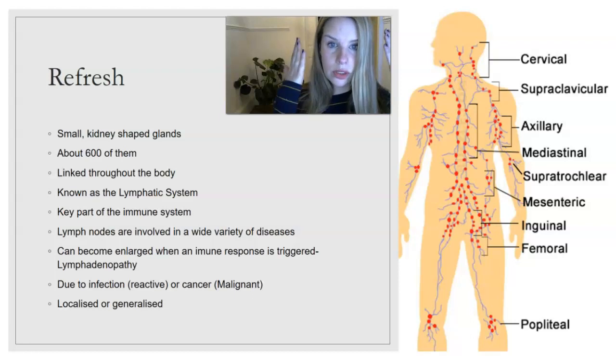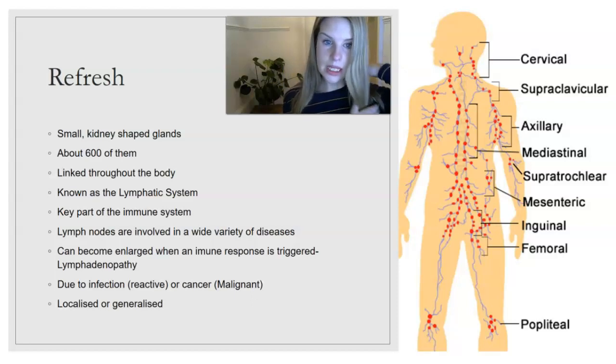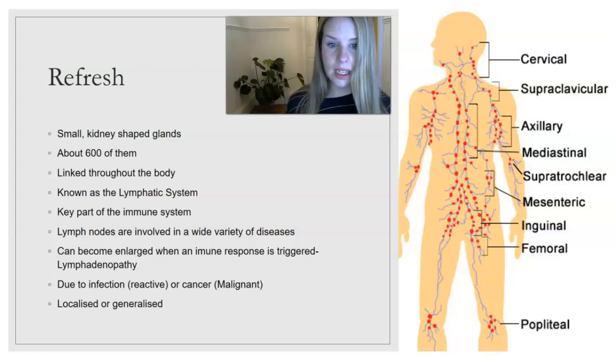Okay. You'll know perhaps from your previous tutorial task in Try A that you have mediastinal lymph nodes, but we also have cervical lymph nodes, supraclavicular lymph nodes, the axillary ones under our armpits, mediastinal, as we say, supratrochlear, mesenteric, inguinal, femoral and popliteal. So there's different groups depending on where they are in the body.